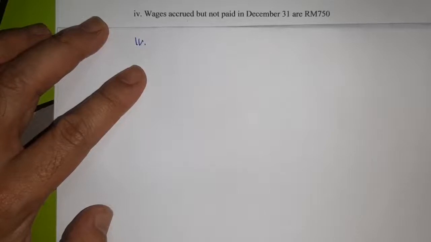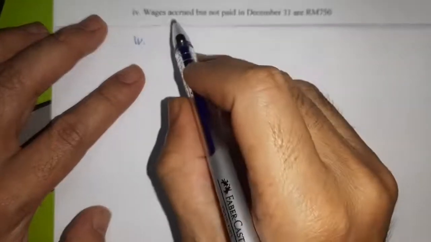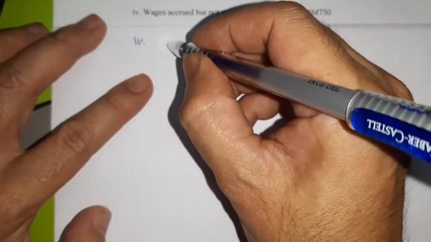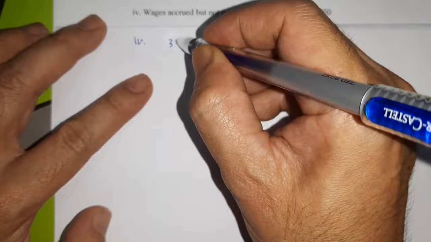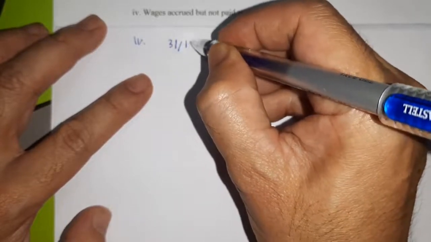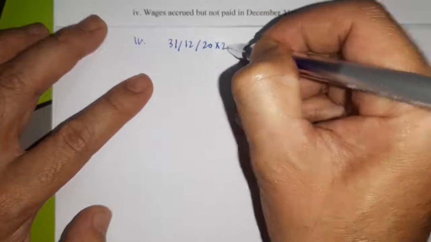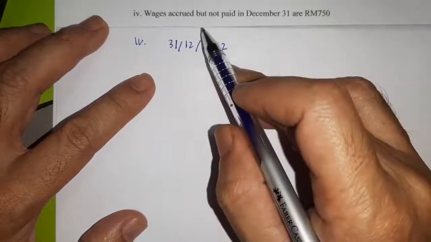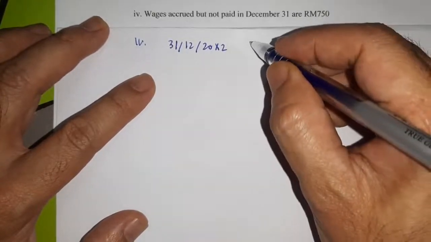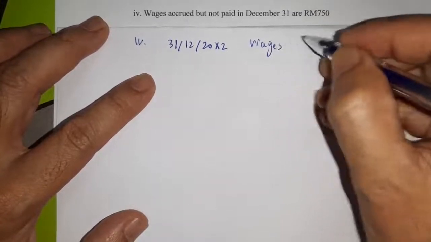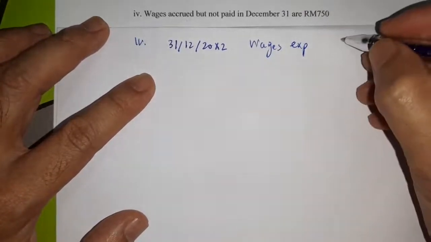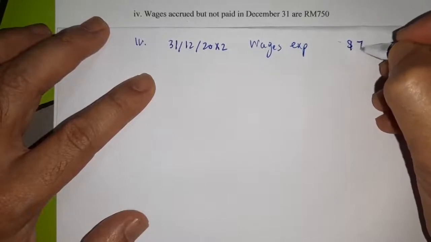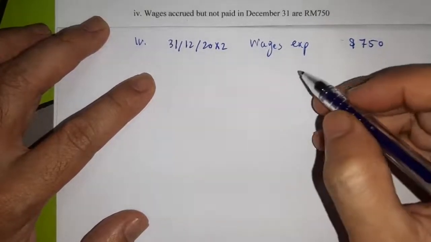So in accounting, you record expenses when they happen. So for this wages accrued, you have to record the wages expense. So how to record the wages expense? This is the adjusting entry for accrued wages. 31st of December, the date 2000X2, the date that the business has to do the adjusting entries. It happened, but not yet paid. So you record the expense. You debit wages expense because it had happened. So the amount is $750. But the business has not paid yet.